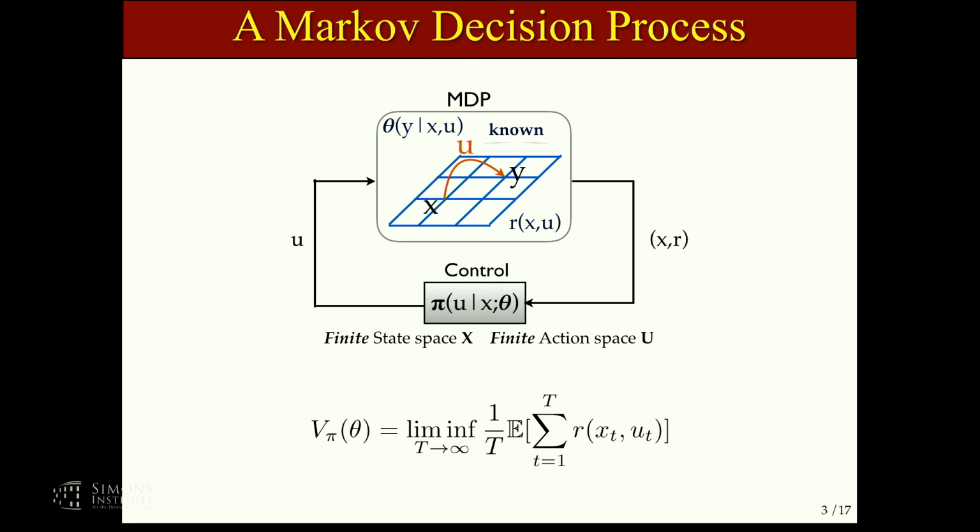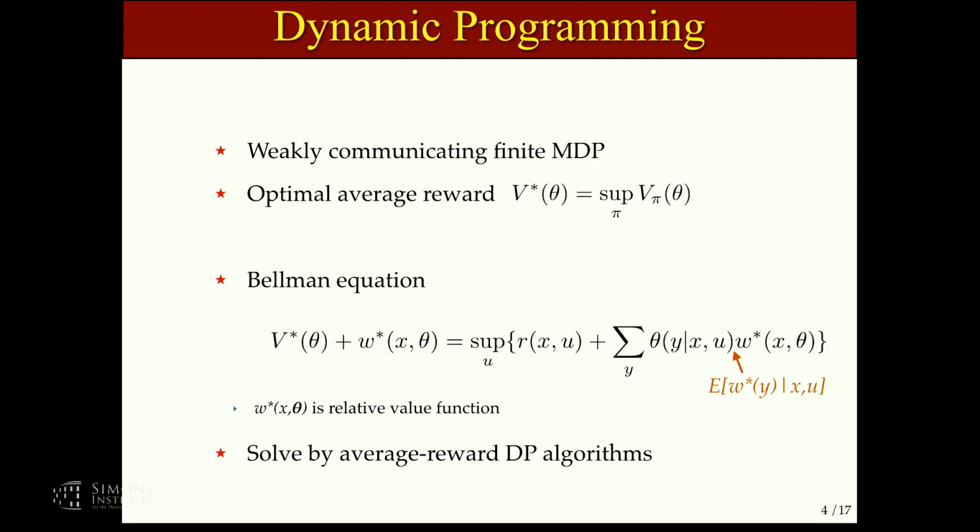So I'm going to assume that we have an MDP over a finite state space. The action space is also finite. And so if you are in state x and you take action u, then you make a transition to the next state y according to some transition probability theta. And then we get a reward, which is a function of the current state and the action. And of course, the controller gets to see both the state and the reward. And what we care about is the expectation of the long-term average of the reward, right? And we would like to optimize that.